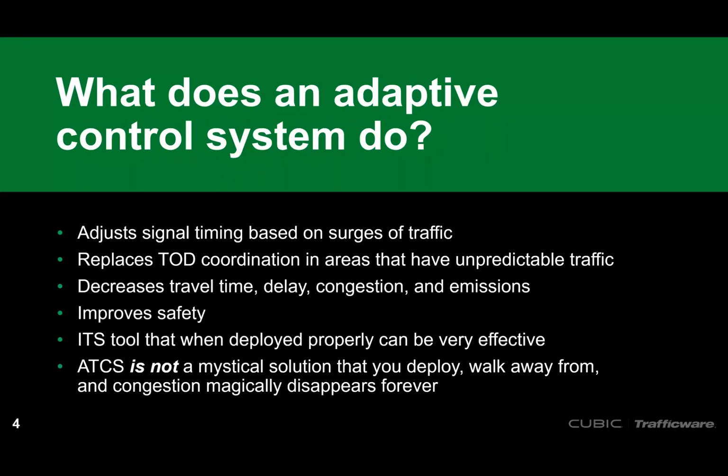So to begin, what does an adaptive control system do? An adaptive control system adjusts signal timings based on surges of traffic. And what are some examples of surges of traffic? The AM and PM rush hour traffic that occurs in almost every agency and community in the US.